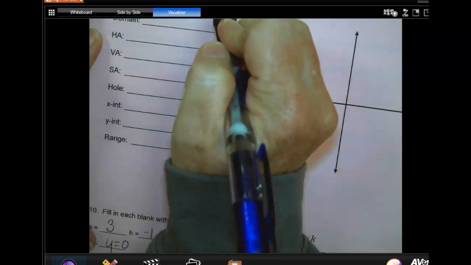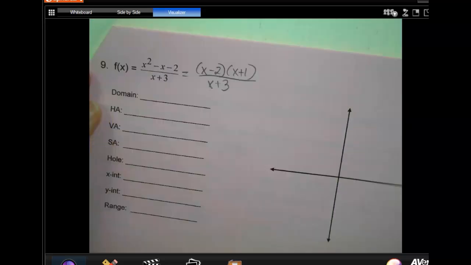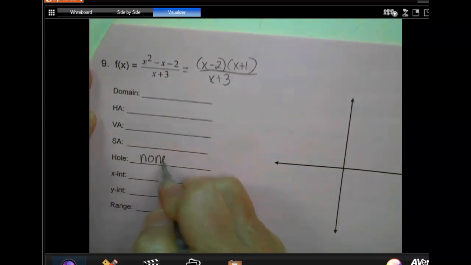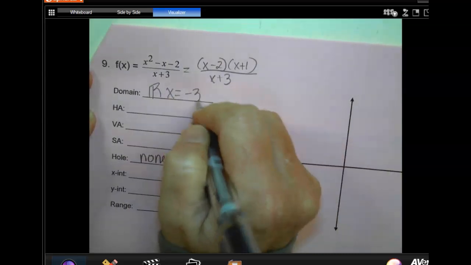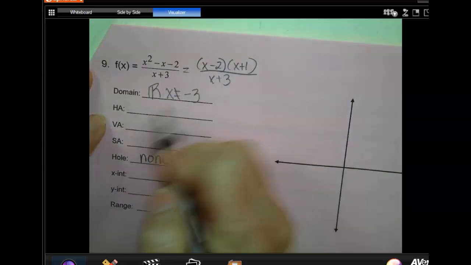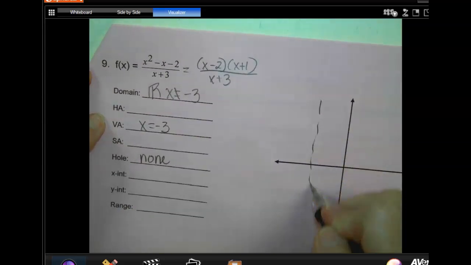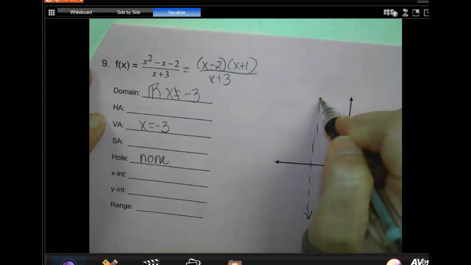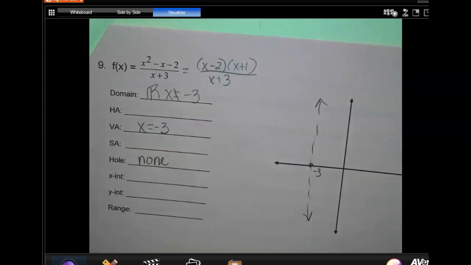Okay, y'all, on top, x minus 2, x plus 1, and then x plus 3. So did anything cancel? No. So do I have a hole? No. So my domain is going to be all real numbers except x can't equal what? -3. Because that comes from the bottom. So then, since I don't have a hole, the -3 has to be my vertical asymptote, and I'm going to go ahead and put that in. So I marked that with -3.